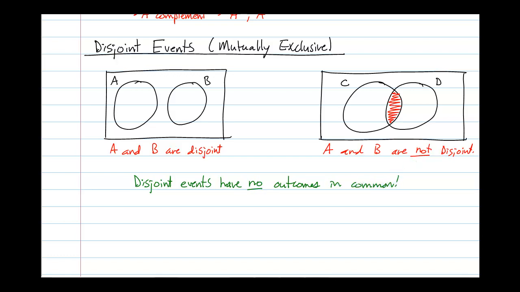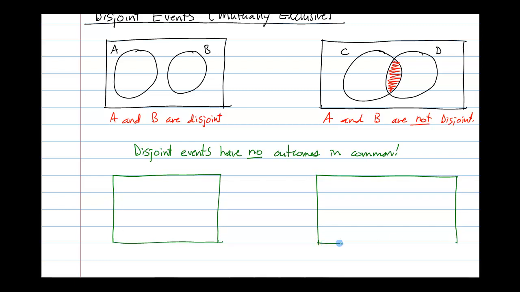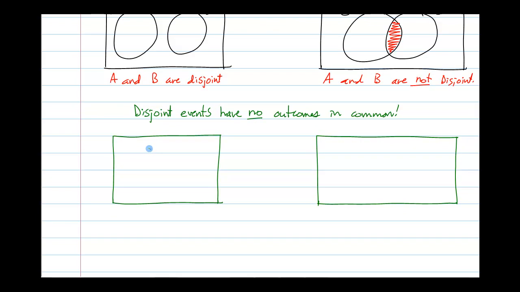So let's go ahead and look at some examples. And Venn diagrams really help show disjoint events. So now we need some events. And we'll come up with some that are disjoint and some that are not disjoint. So let's say I roll a die. And when I roll a die, I keep track of whether my outcome is even or odd.